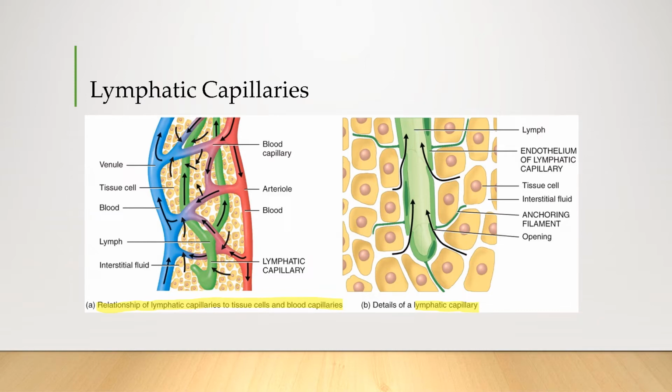Now, some differences that we have between lymphatic capillaries and blood capillaries is that lymphatic capillaries have a greater permeability than blood capillaries, and so they can absorb large molecules like proteins and lipids. So higher permeability. Lymphatic capillaries are also slightly larger than blood capillaries, so larger diameter. And they also have this unique one-way structure that allows interstitial fluid to flow into them, but not out.